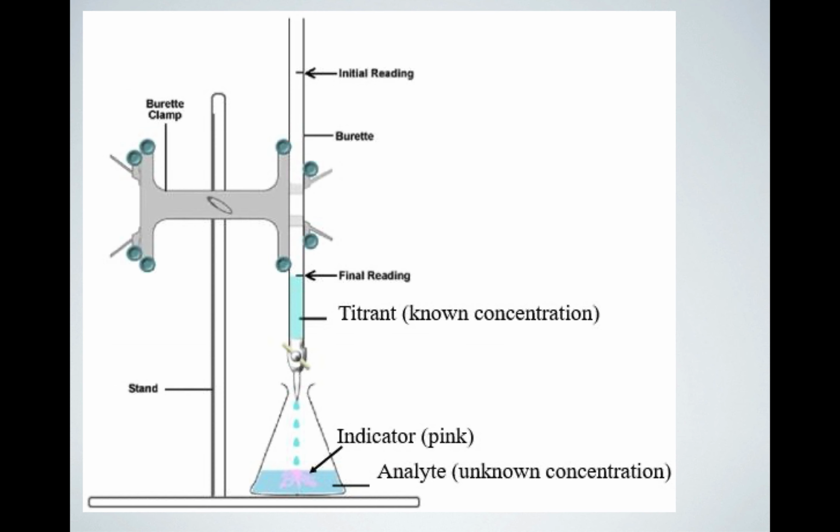Okay, and it's going to look something like this. So we've got our burette clamp with our burette, and it's clamped over a conical flask with something down the bottom and our indicator in. Now, have a look here. They've got the titrant up the top, whatever's in the burette, and it says what that's going to be, whatever it is at known concentration. And down below, it's going to be what we're looking for, our unknown concentration.